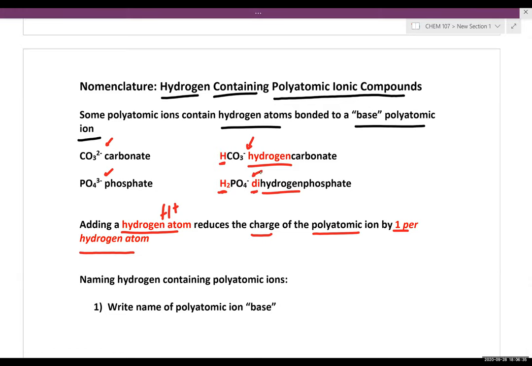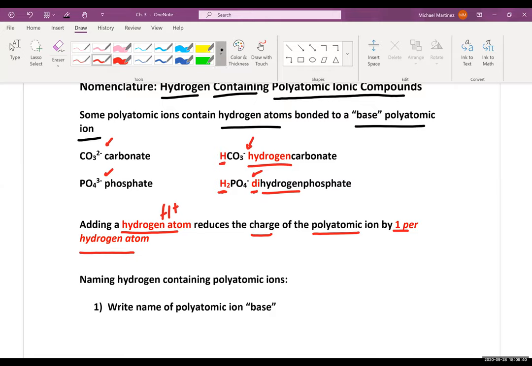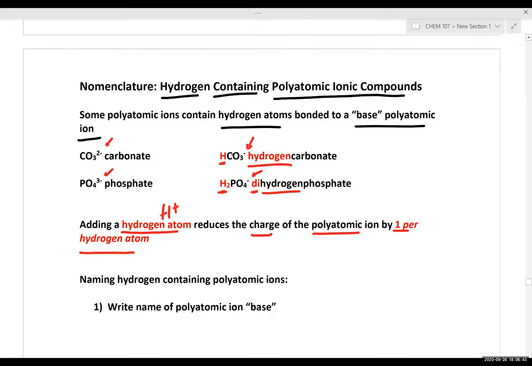Yes, so would we always just subtract the one? Yep, exactly. You subtract one per hydrogen. Got it, thank you. So like phosphate, we have PO4 3 minus. If we're adding 2H plus, well, negative 3 plus 2 gives us negative 1. That's why H2PO4 has a negative 1 charge. You're just adding the charges together of all of your components. Does that make sense?